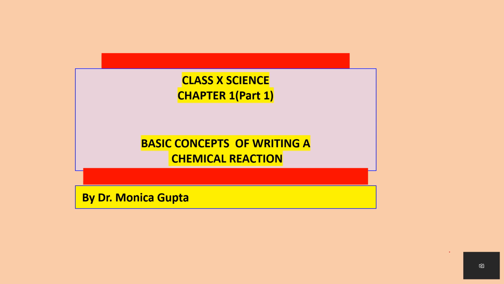Hello students, we are going to study chapter 1 of class 10 science, chemical reactions and equations. In this chapter, we are going to study what are the basic steps of writing a chemical reaction, why we need to balance a chemical equation, and the steps to simplify the learning of balancing a chemical equation.